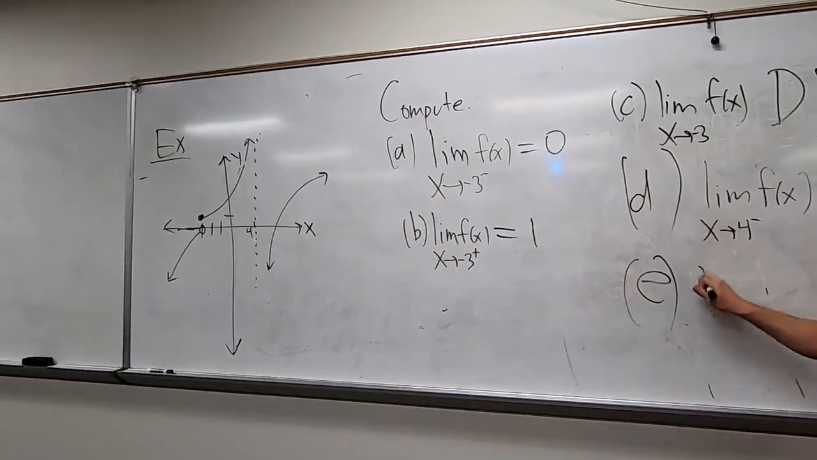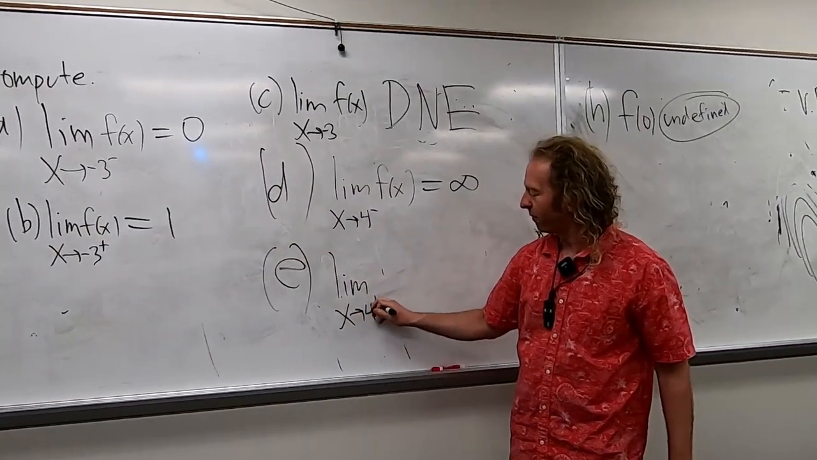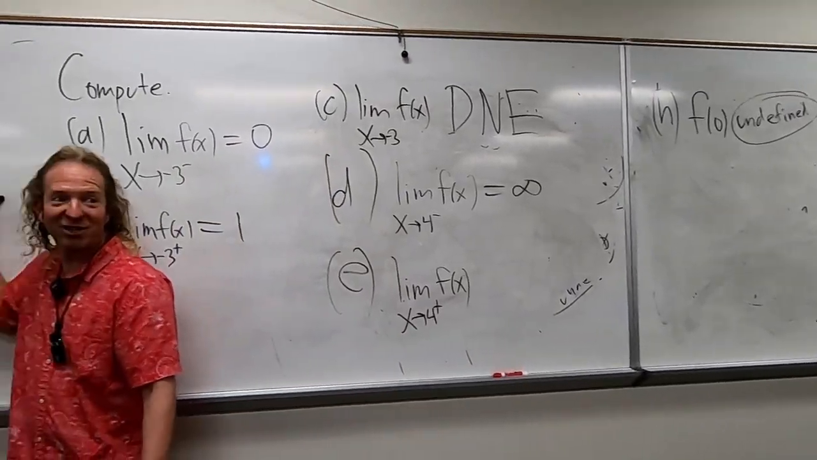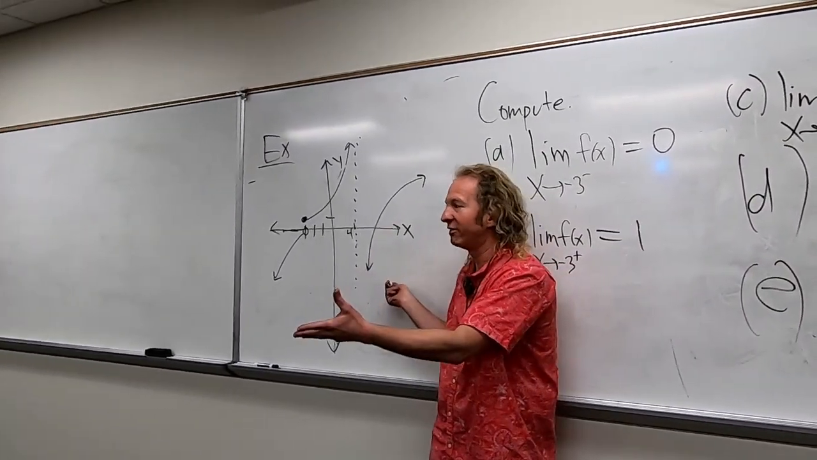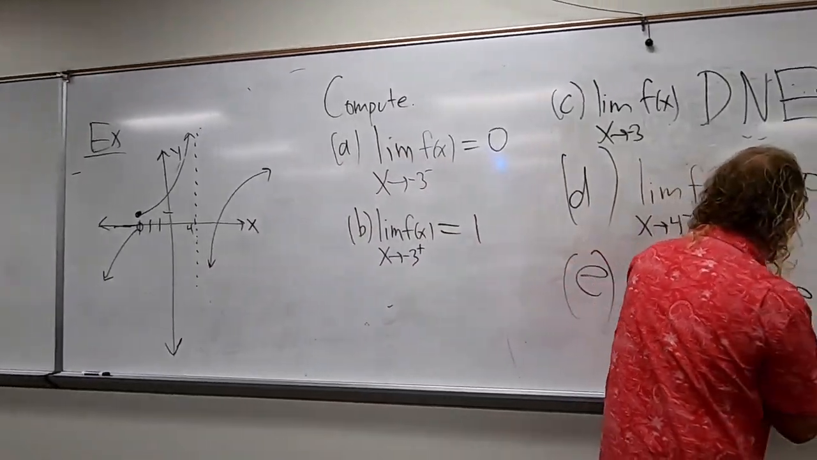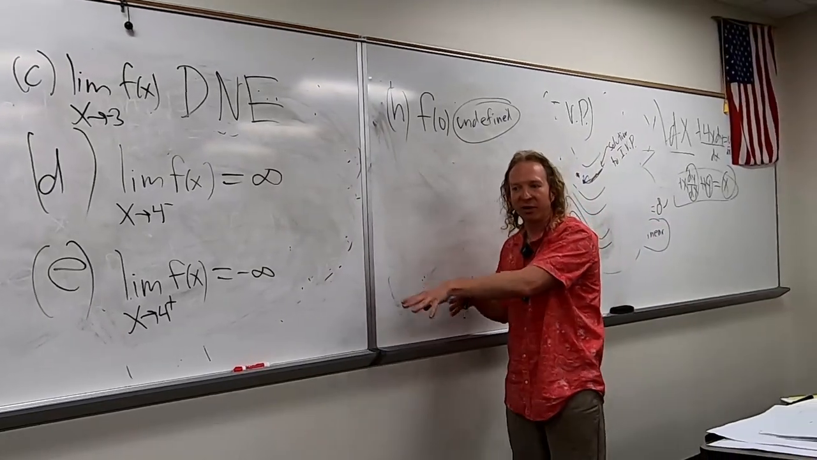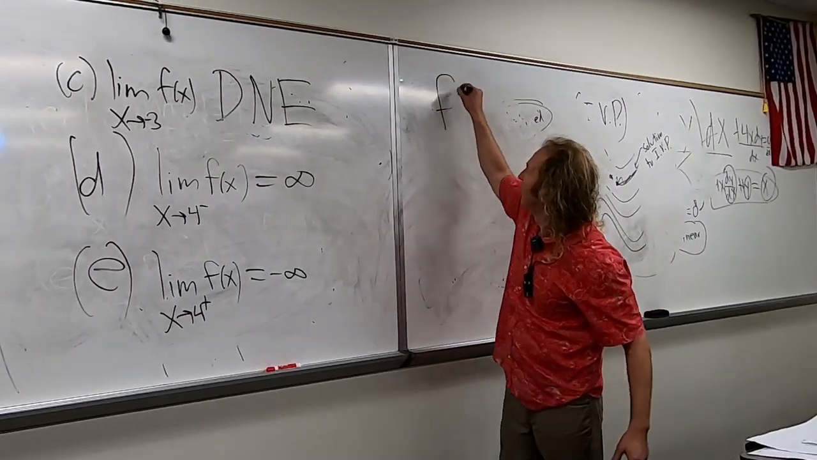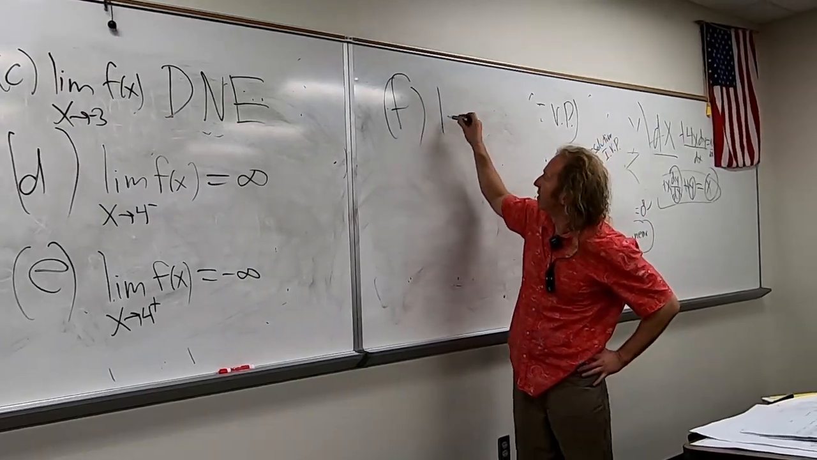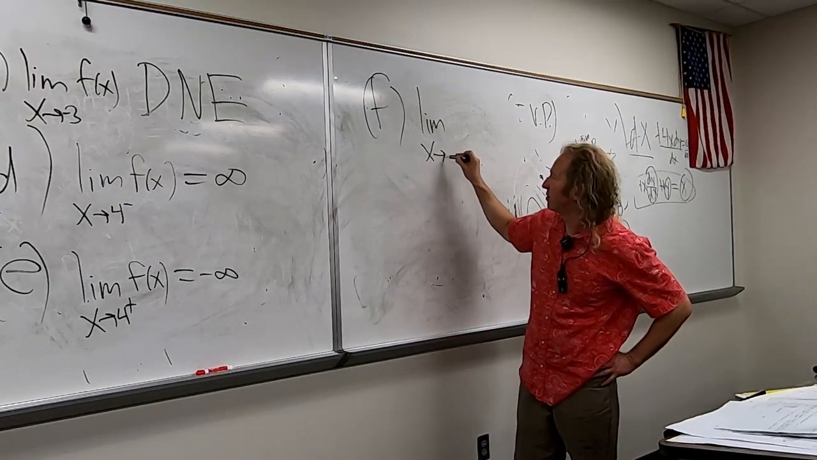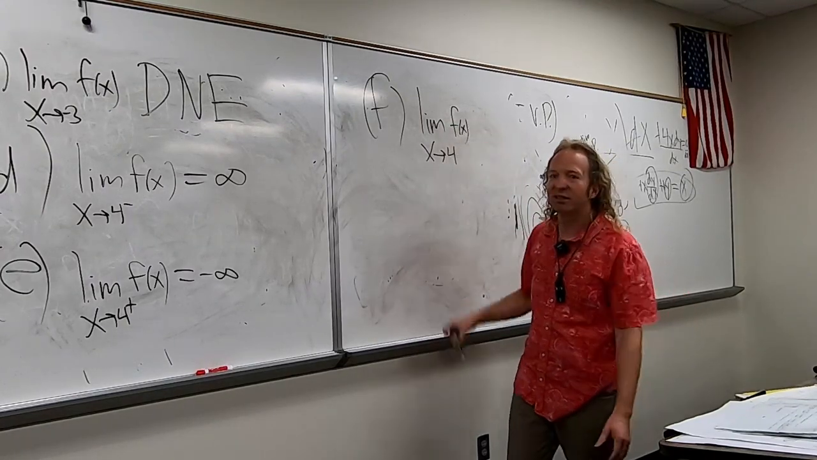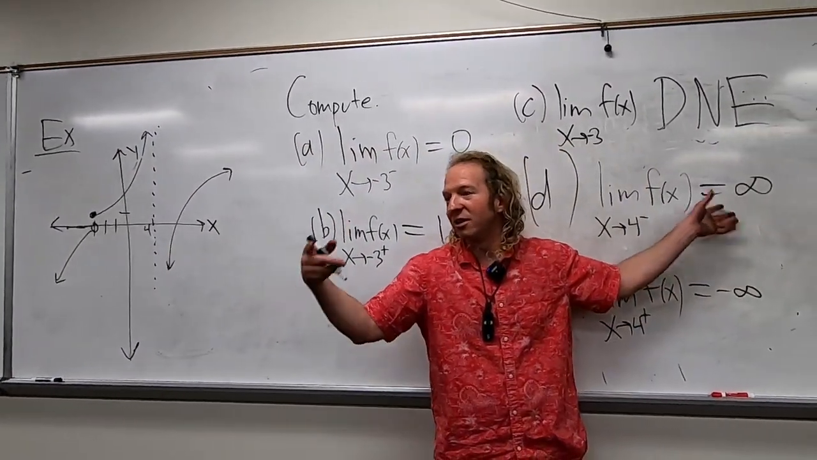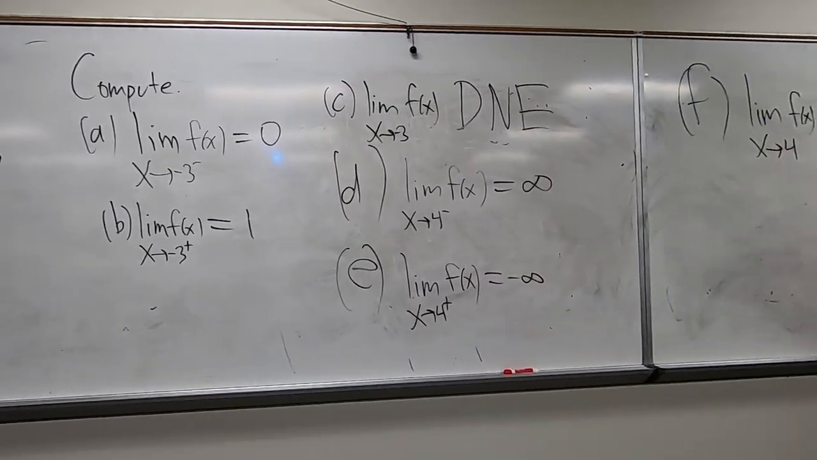Now 4 from the right. What do you think? Negative infinity, right? Something's different. So 4 from the right goes down forever. So negative infinity. And as John was saying, all of these are D and E, but it's more descriptive this way. You have a better description of the function. Now let's take the limit as x approaches 4 of f of x. Undefined. Very good. Or what would be a better answer? D and E. Because they're different, so it does not exist.